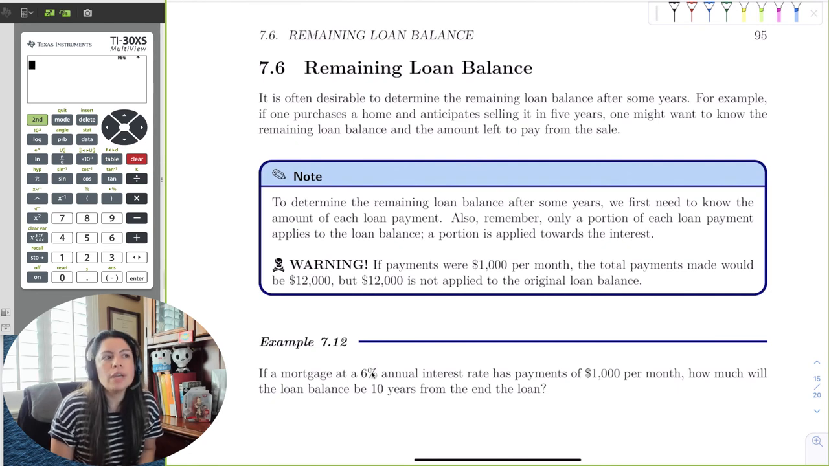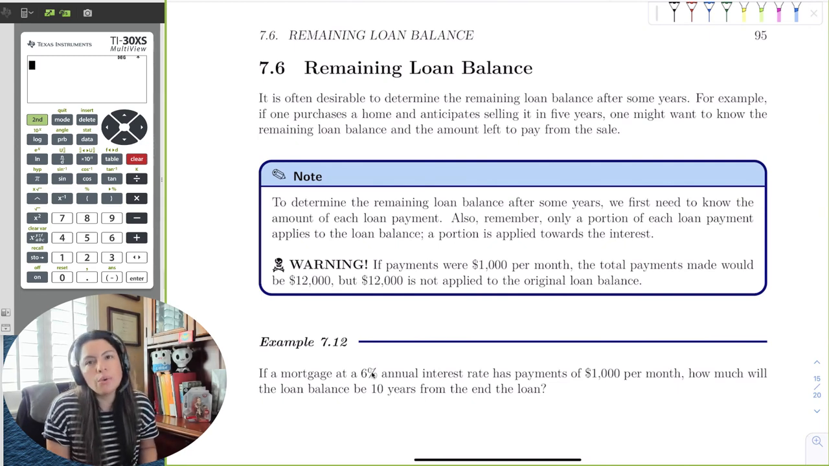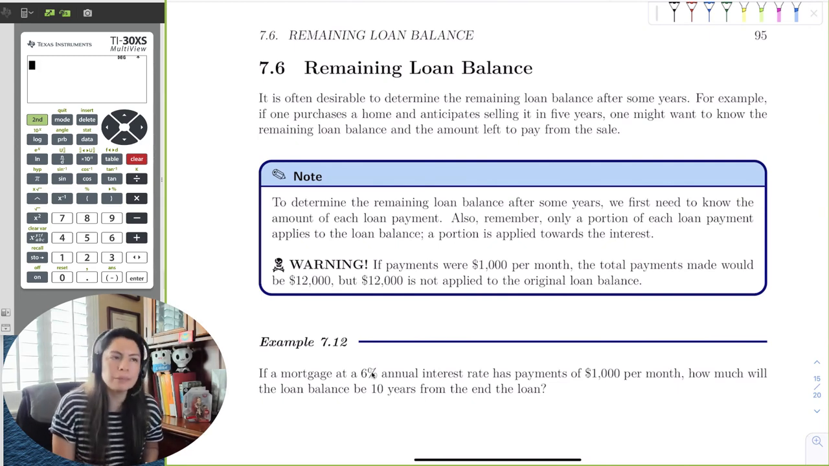Because if you get a good interest rate, it might be worth keeping the home a little longer and renting it out, right? So if you need to determine the remaining loan balance after some years, we first need to know the amount of each loan payment. We need to know the payments. And then after we know the payments, we can see how much interest is applied to the loan and how much is the remaining loan balance.